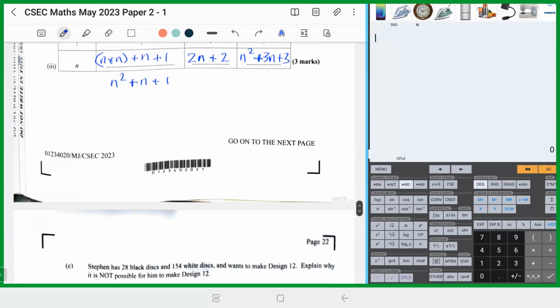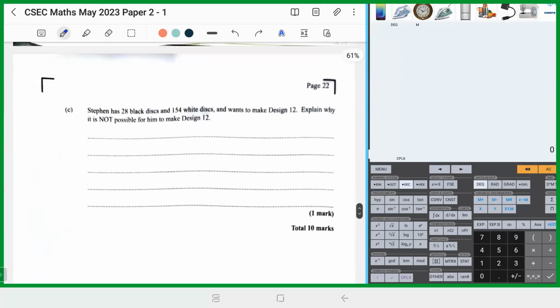Next question says Stephen has 28 black and 158 white discs and wants to make a design 12. So here now is when n equals 12. Design 12, then n equals 12. Explain why it is not possible to make design 12. So this is what he has, 28 black, 158 white. So basically I want to say how many black and how many white you need in design 12. And if he doesn't have enough, then he cannot make design 12.